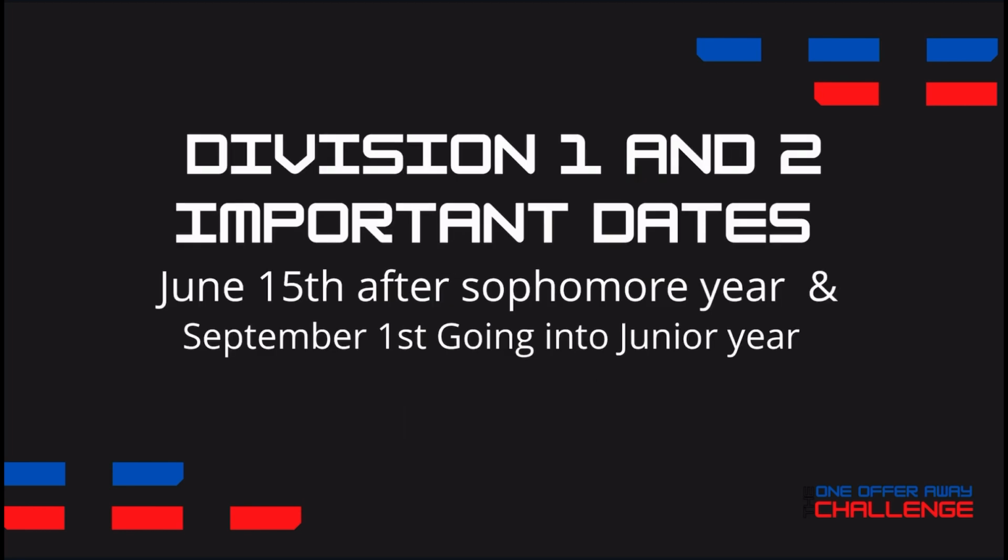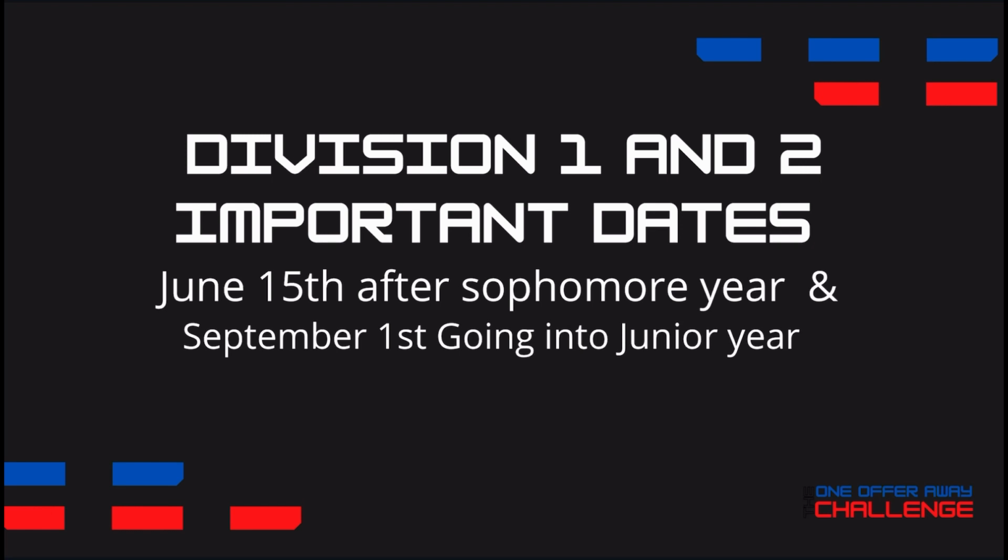For Division One and Division Two important dates, we have June 15th after your sophomore year, and we have September 1st going into your junior year. So with these dates here, they're basically dates when coaches can actually start reaching out to you. So for most sports, coaches can begin reaching out to athletes starting June 15th after their sophomore year or September 1st of their junior year in high school.